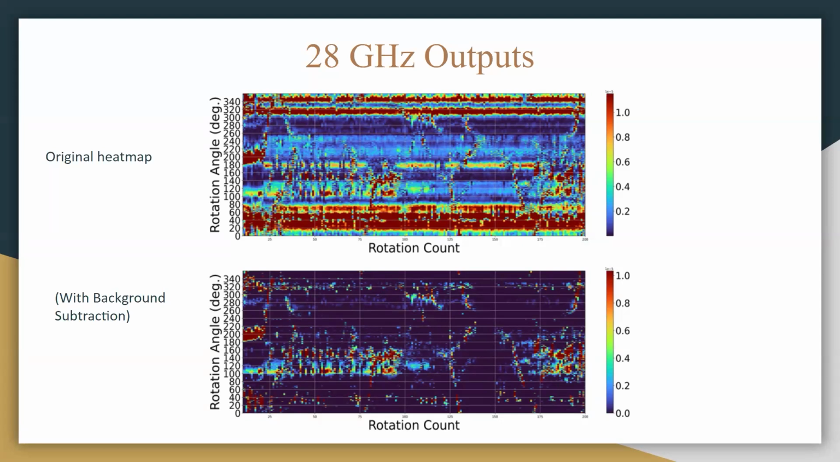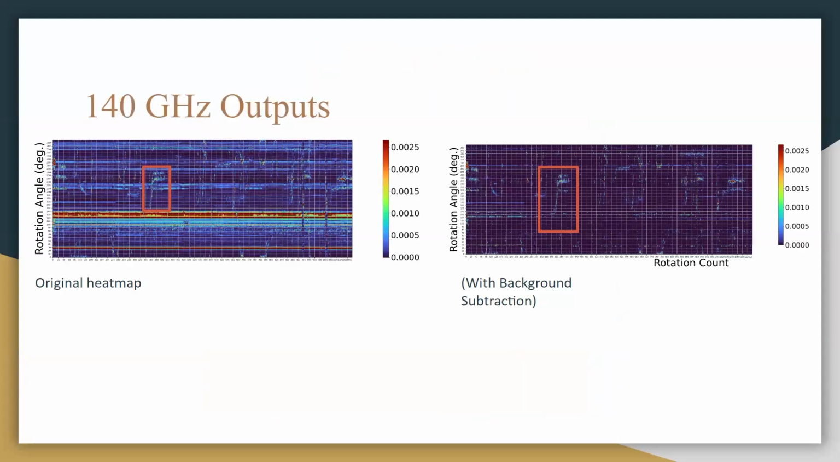And one of the other people working on the project wrote a program that gets rid of a lot of the background noise. So these are the same heat map, except the bottom one is missing the excess noise from static objects that we don't care about in the data set. And then this is the 140 gigahertz output. It's probably a little hard to tell from the distance you all are sitting, but the data points are much smaller. And this little circled box here is actually the motion of a person, which is the way we're using sounder data to tell where different objects are.